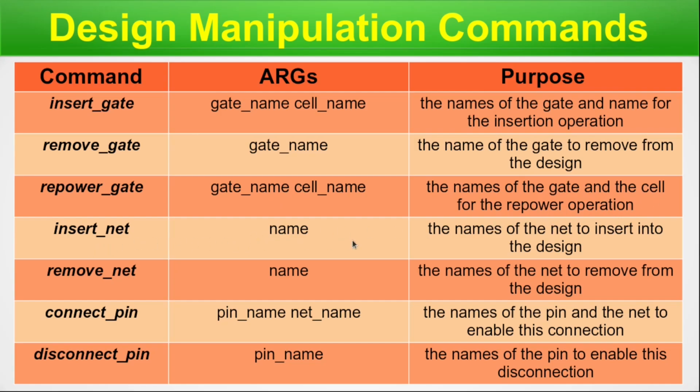Insert net name. Only the one argument. The name of the net to insert into the design. Remove net name. The name of the net to remove from the design. Then connect pin name then net name. The names of the pin and the net to enable this connection. And disconnect pin name. The name of the pin to enable this disconnection.